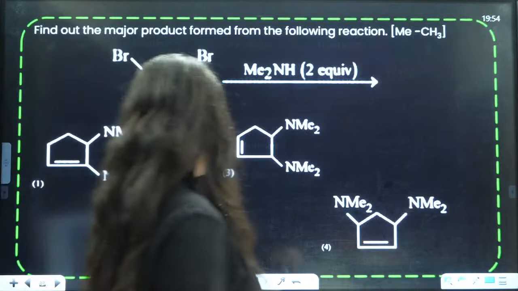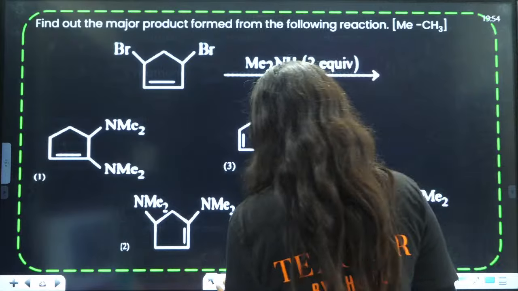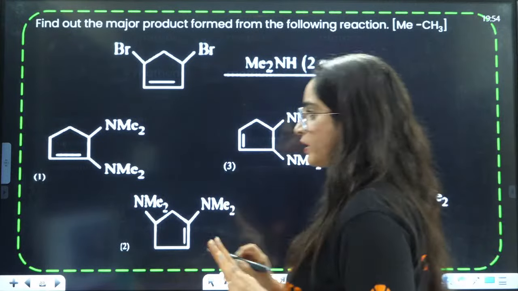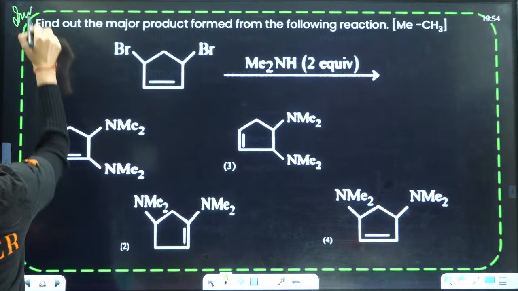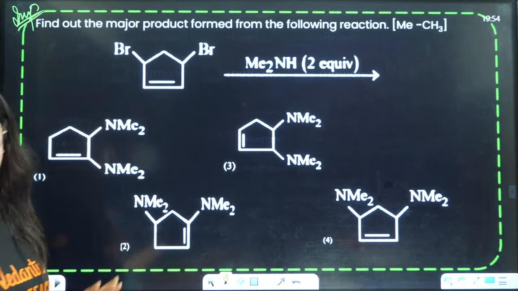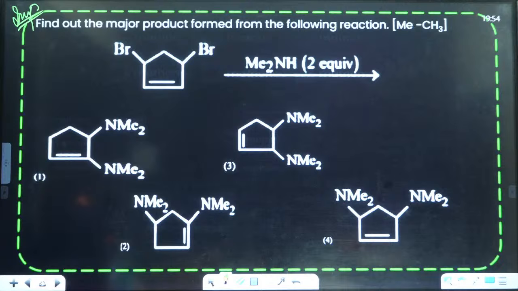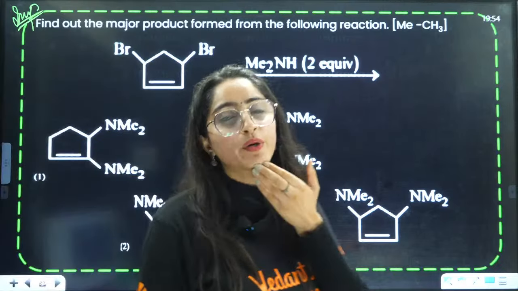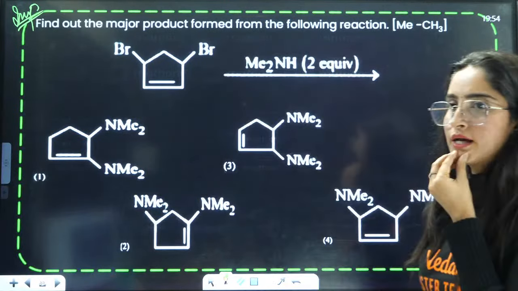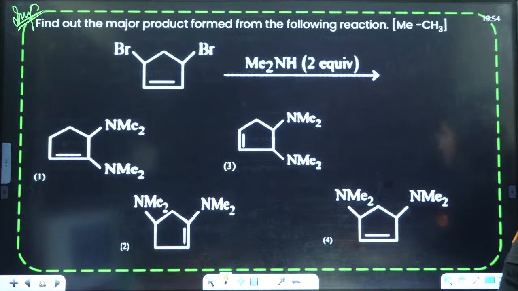Next, let's talk about this reaction. Now, this is very important. I will say that this is a good question. You can get confused here. Everybody in the chat box, try to answer it yourself. Because here you need to know the mechanism, right?